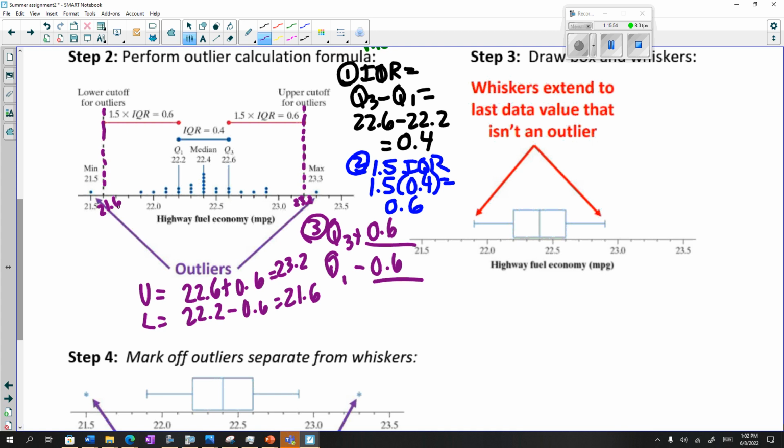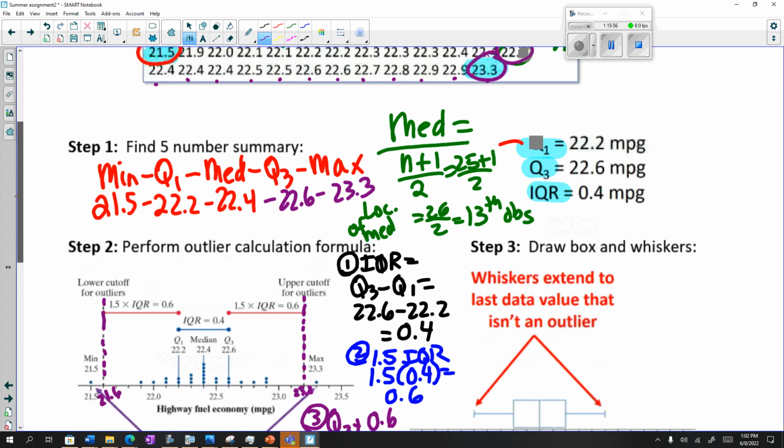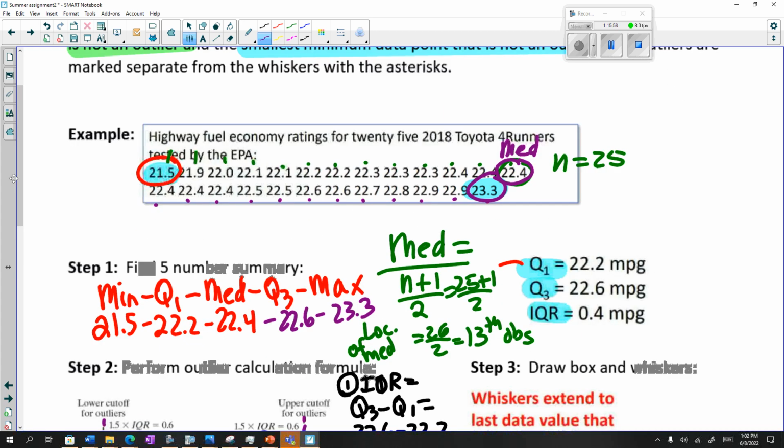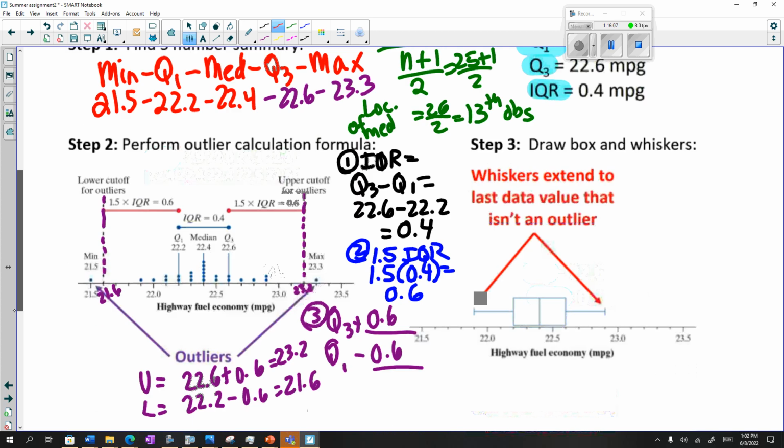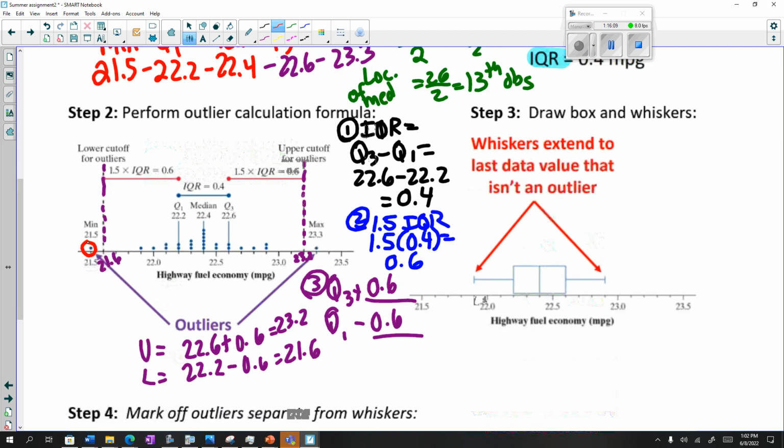Because if you look, even if you don't look at this dot plot, even if you look up here, you see there is one point, this one, the minimum, that's below 21.6. It's 21.5. So that's one outlier on the lower end, which is shown here. And also the maximum was 23.3. That's bigger than the upper cutoff of 23.2. So there are actually two outliers present, and they are the maximum and the minimum.